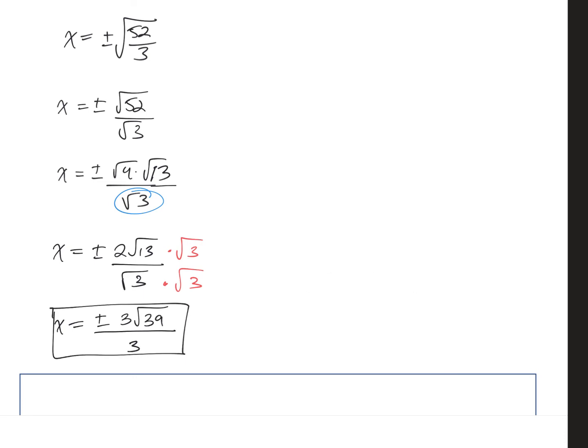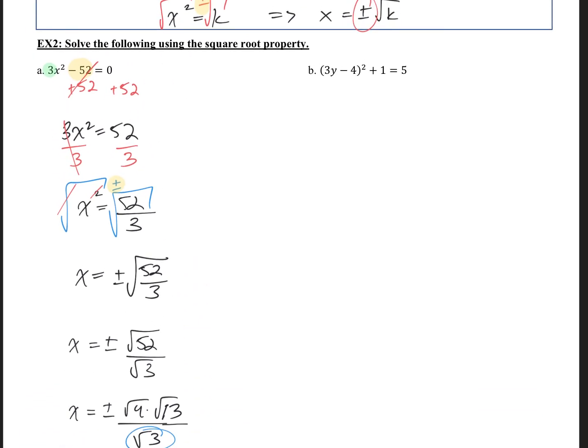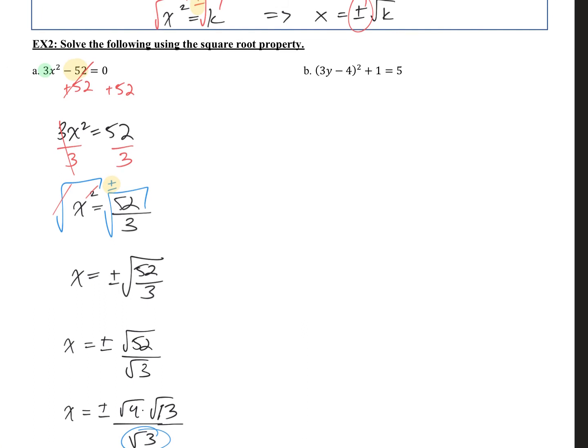Okay. So it almost seemed like the harder part there was the simplifying than the actual solving. So let's take a look at the next example. Now this one's weird because I don't have just my variables squared. Where is the square? The square is over this entire binomial. The same sort of concept applies. We want to have the squared item by itself. So what is keeping the squared item from being by itself? Well, it's that 1 right there. So let's go ahead and subtract 1 from both sides to get our squared item by itself.